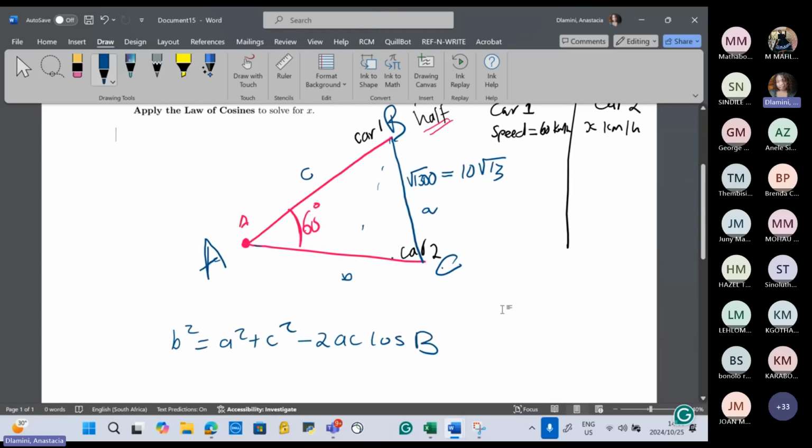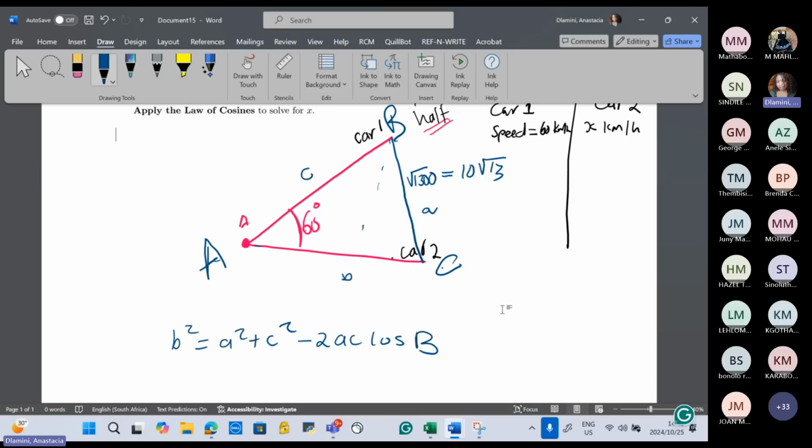But now, look at this. Do you have cos of b? No. Therefore, what do you have? Cos of A. I suppose to say a squared is equal to b squared plus c squared minus 2bc cos of a.